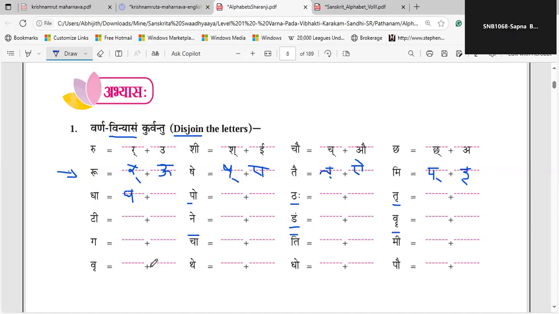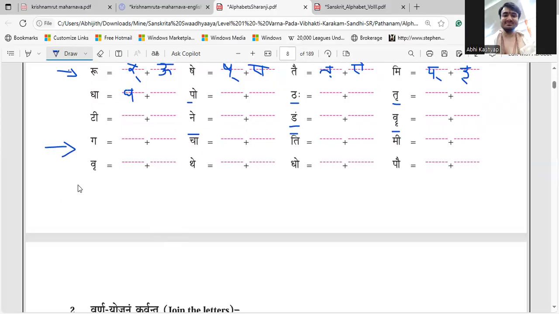Can you move the pencil? This is G plus A, ga. Cha, ch plus A, akara. T plus ikara, M plus E, dirgha E. Yes. Next line. Can I try? U plus R, it plus A, it plus O, it plus AU.